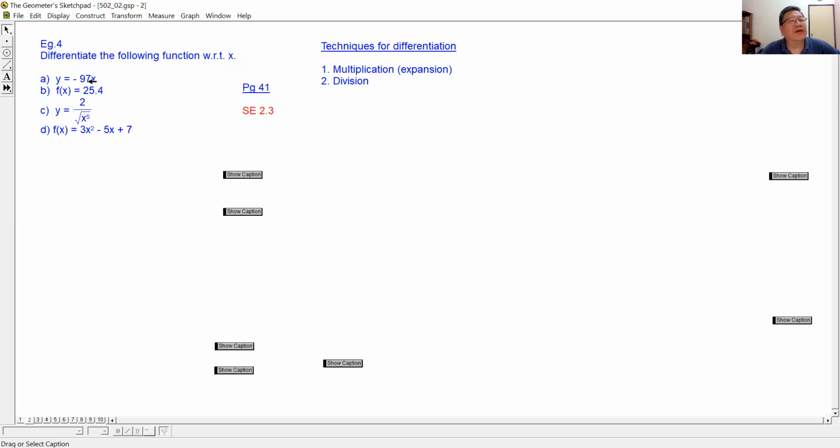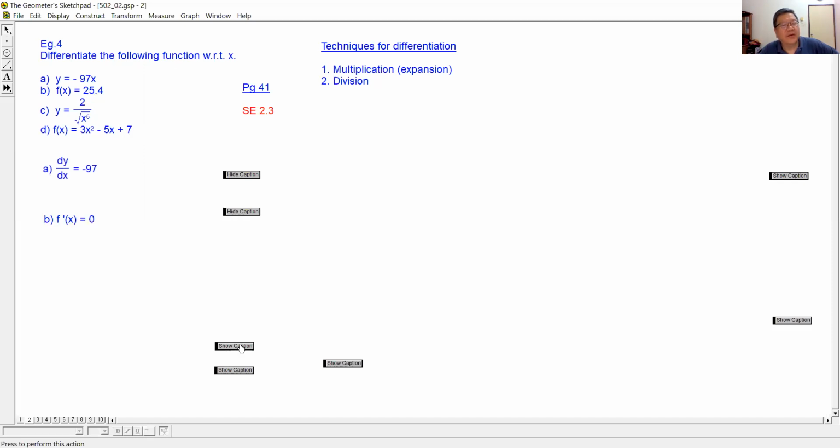Now, before I show the answer, what is the answer for A? Negative 97, correct. What is the answer for B? No, no. What is the answer for B again? 0. 0, correct, because there's no x, it's 0. If x, then you'll get the number. Okay, right. So, negative 97, 0.